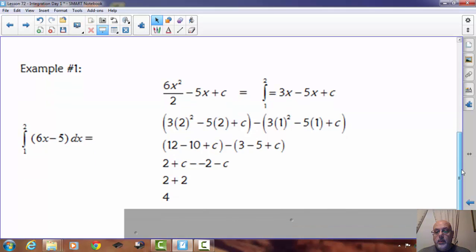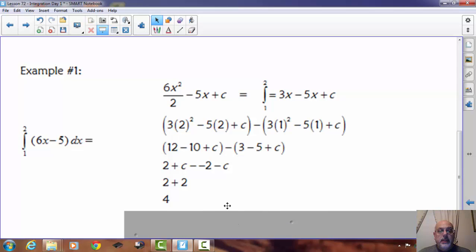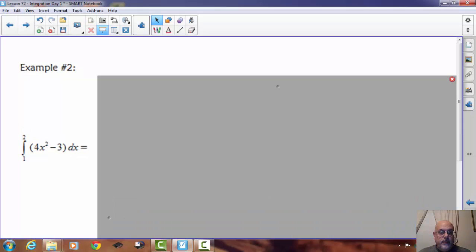So we'll be seeing what that means within a couple of days. But we need to get the process down on how to evaluate an integral. Okay. So let's take a look at another. So we're going to look at this integral: 4x squared minus 3, upper limit of 2, lower limit of 1.